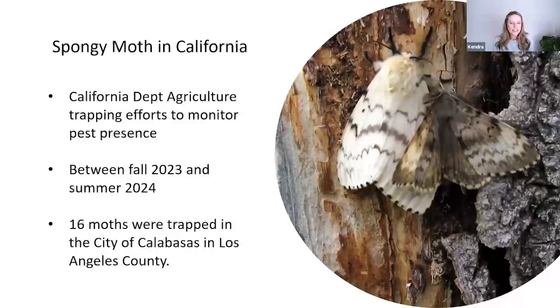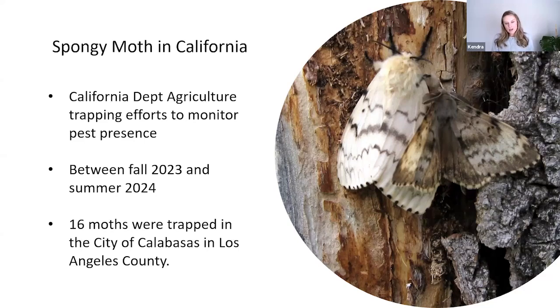So, spongy moth in California. Spongy moth was introduced to California. We aren't really quite sure when. We do know that the California Department of Agriculture has ongoing trapping efforts to monitor spongy moth. Between fall of 2023 and summer of 2024, the city of Calabasas in Los Angeles County found 16 moths trapped within their monitoring traps. What does this mean?